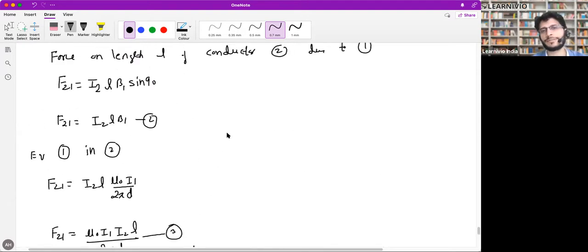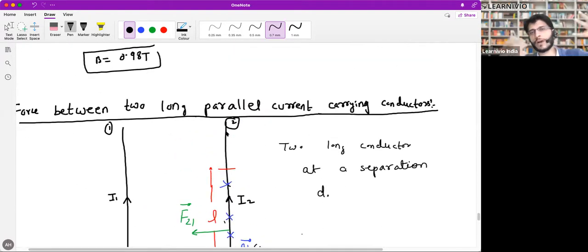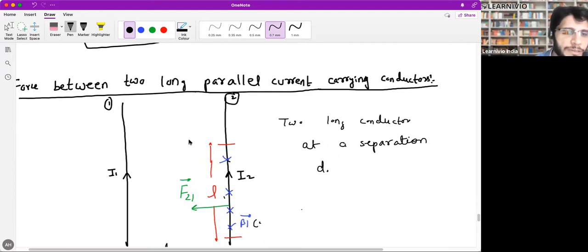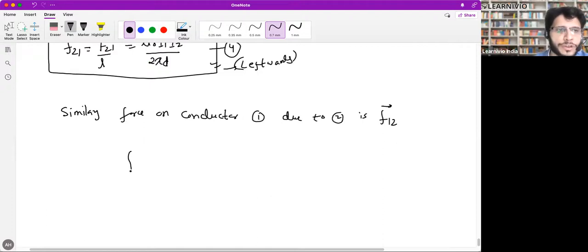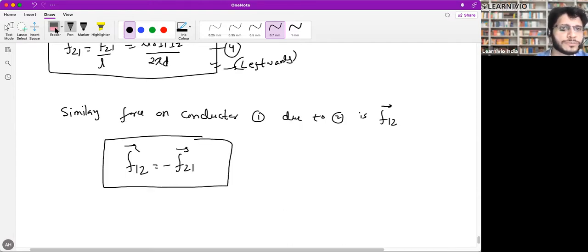See, it's Newton's third law, right? Newton's third law says if you have two bodies, both will exert equal and opposite forces on each other. Right, Mariam? So if conductor 1 is attracting conductor 2, pulling it towards itself, then 2 will also pull conductor 1 towards itself, and it will be F12. Both the forces would be equal and opposite, so no need to calculate F12 now. We can simply write that F12 is nothing but minus of F21. Both the forces are equal and opposite.